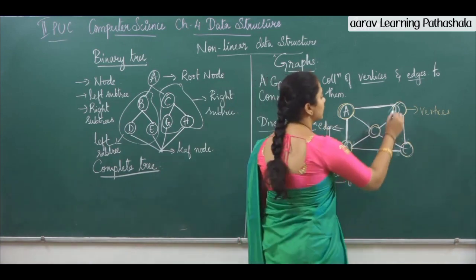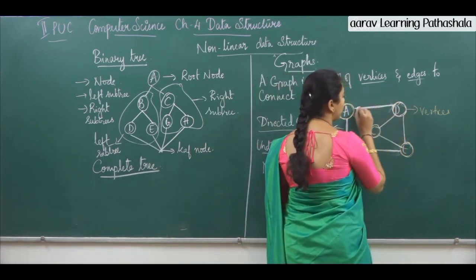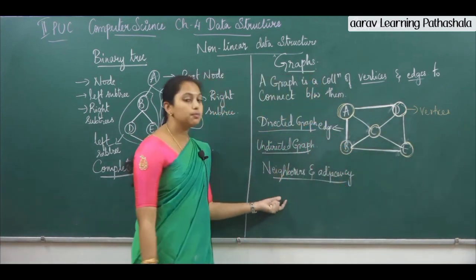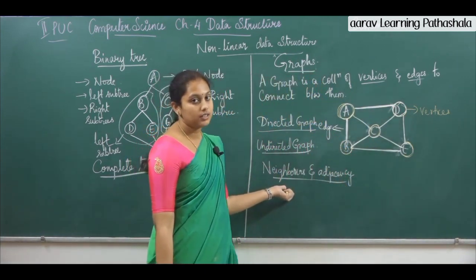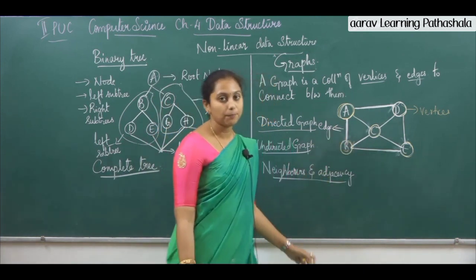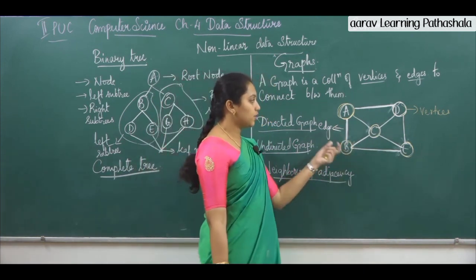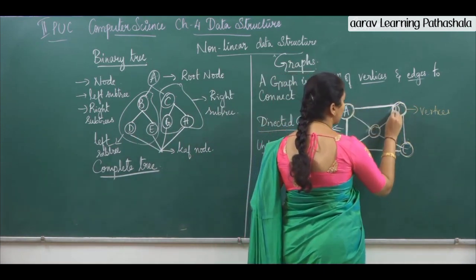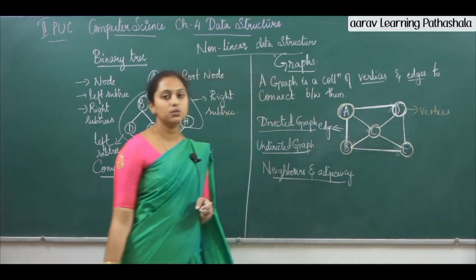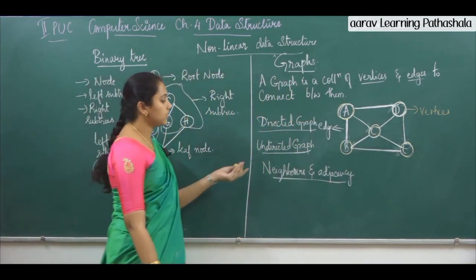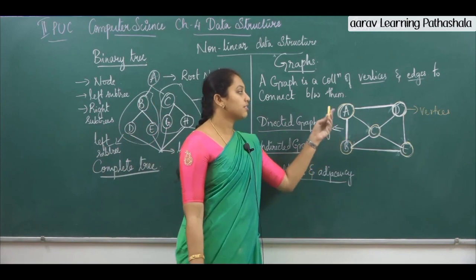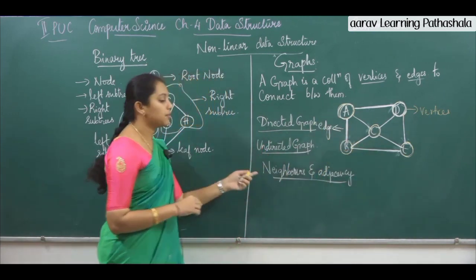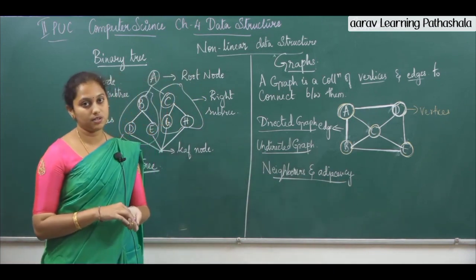A vertex, that is the end point of the edge, is called a neighbor of a vertex. That is the starting point. So what is adjacency? So in this, the first node is adjacent to the second node. So what is a neighbor? A vertex which is the end point of an edge is called a neighbor of a vertex.